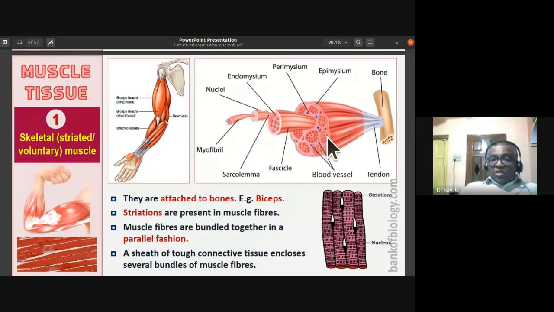These diagrams are not required. The diagram which is given along with the content is important. From your exam point of view, if you are asked to write about skeletal or striated or voluntary muscles, you have to draw this diagram.